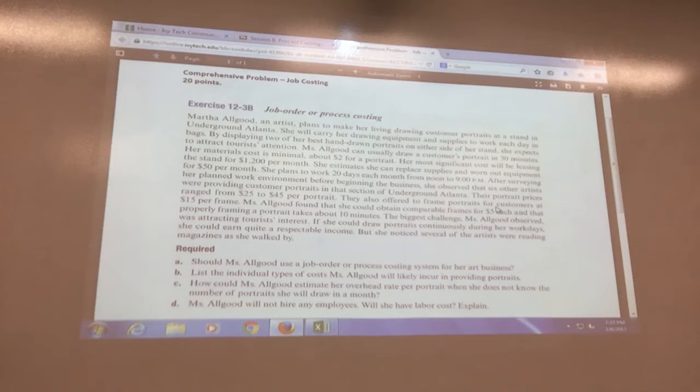How could she estimate her overhead rate per portrait when she does not know the number of portraits? How could she do that? And, if she will not hire employees, would she have labor costs? What do you guys think? Yes. Well, yeah, of her own labor. Yeah, with her own labor.